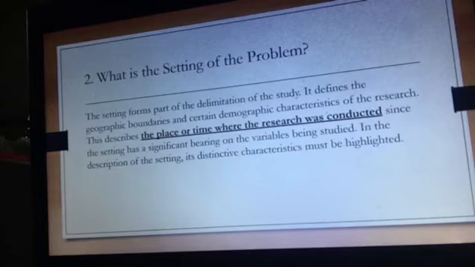What is the setting of the problem? The setting is where and when the research takes place. It includes the geographic location and some details about the people involved.